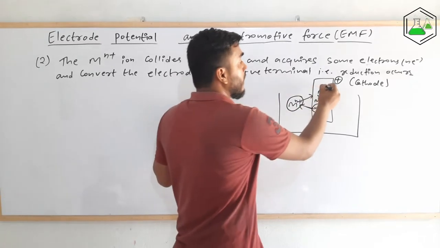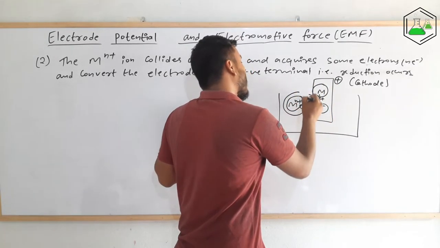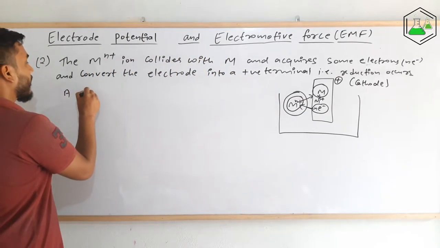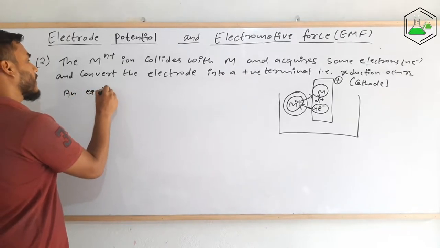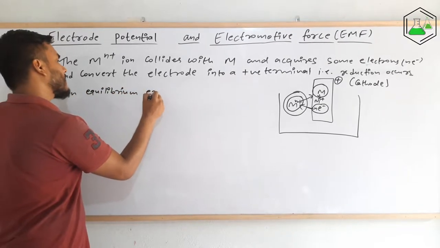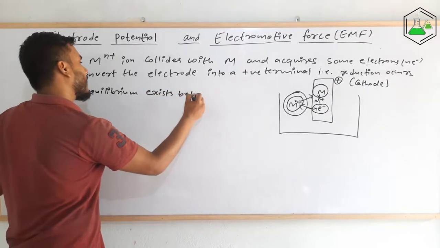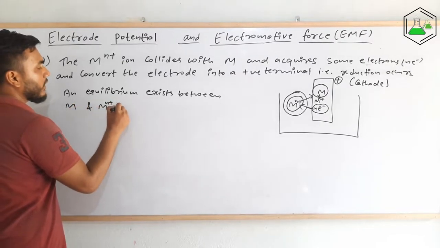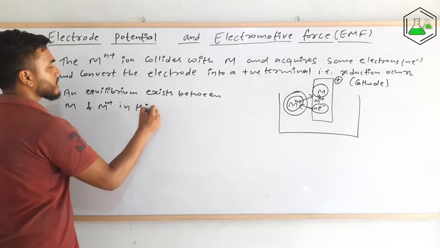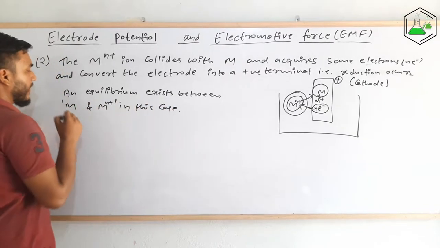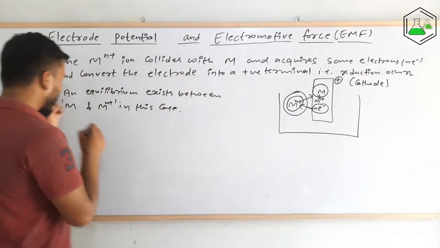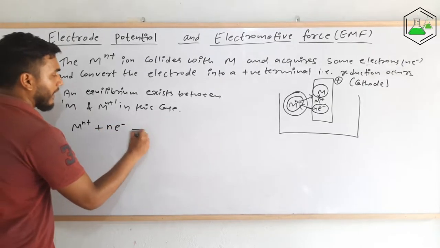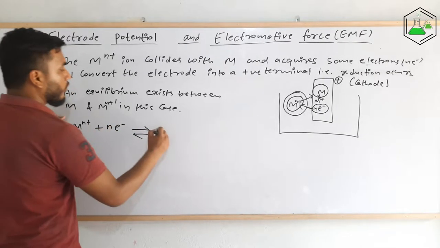And as you can see over here, there is this metal and continuously forming metal ion as well. So an equilibrium exists between metal and metal ion in this case. There will be an equilibrium between the metal and metal ion. That is, the metal ion will gain electrons and convert into metal.